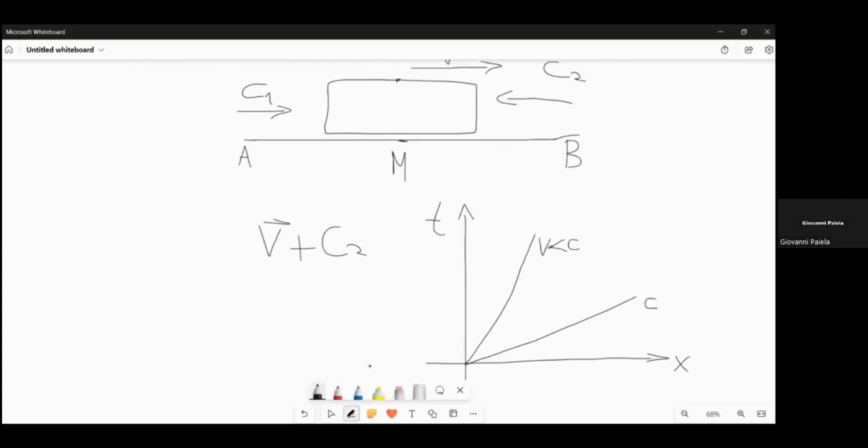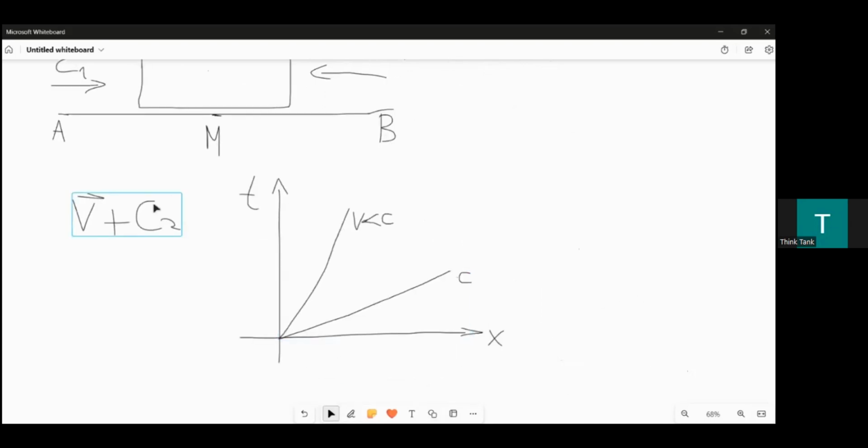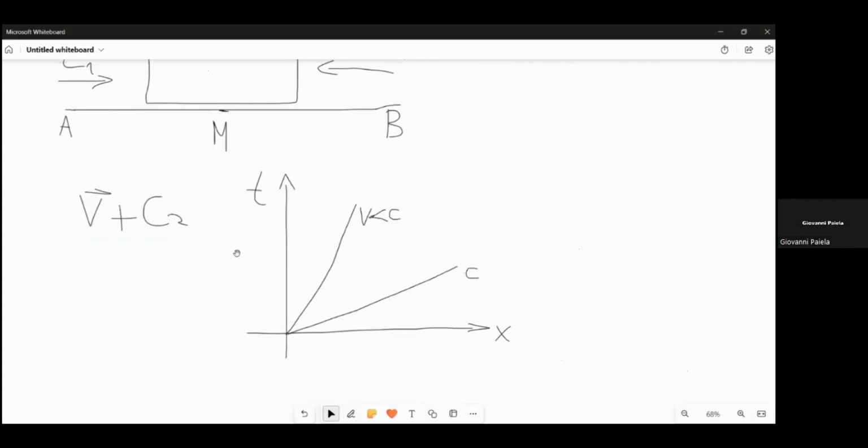May I ask once again? Yes. I understand how the gradient makes sense with the graph, in the sense of position and time. Mm-hmm.